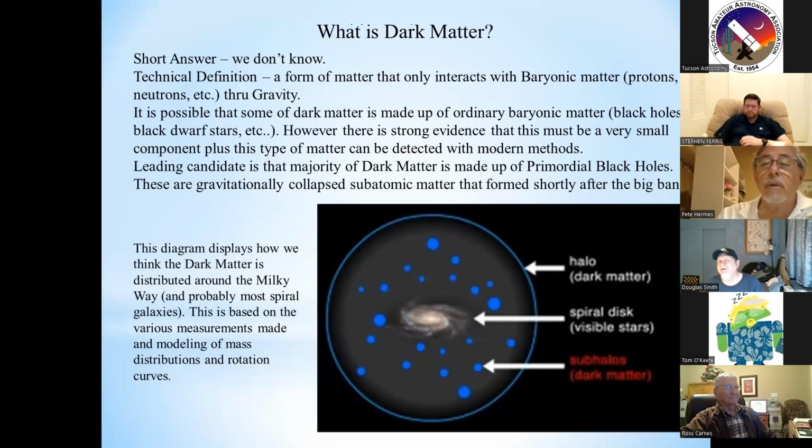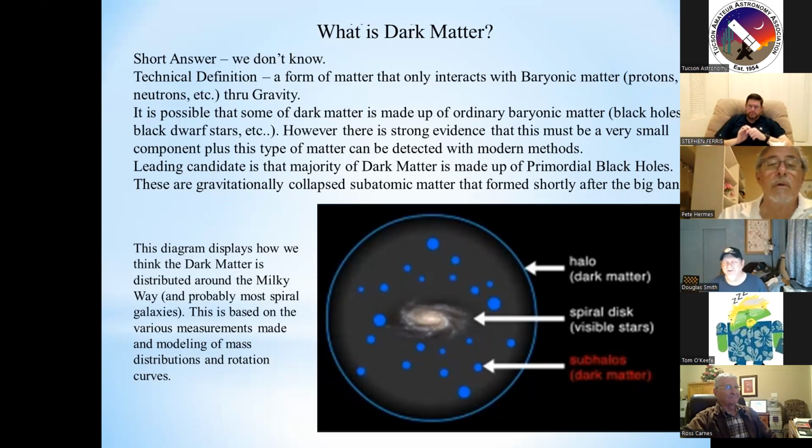Now, there is a possibility that some of, quote, the dark matter is made up of ordinary baryonic matter in the form of black holes, black dwarf stars, etc. However, there is lots of strong evidence that this must be a very small component. Like less than 2%, I think, is the number I saw. And this type of matter, we have ways to detect if it's out there. So since we haven't detected much of it, that's not a major component. It's pretty much ignored when cosmologists talk about dark matter. These are considered normal stuff that just happens in the regular evolution of stars and things.